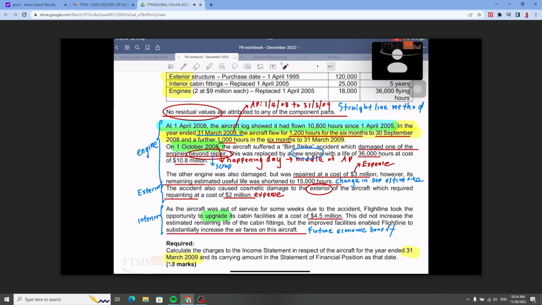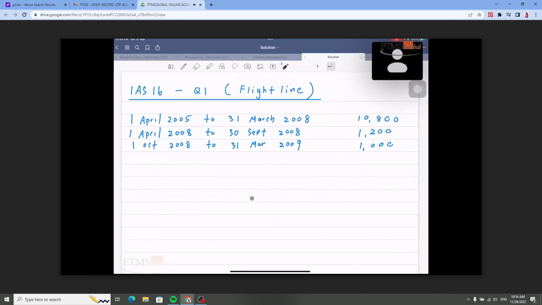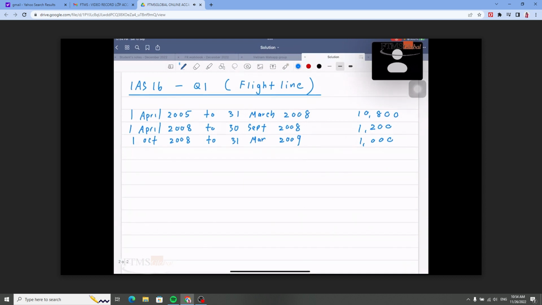Okay, so now we do exterior. Do the easy one first. Of course, it depends on your style. If you want, you can actually set up a pro forma SOCI and a pro forma SOFP. Okay, stand by first, right? In other words, stand by.